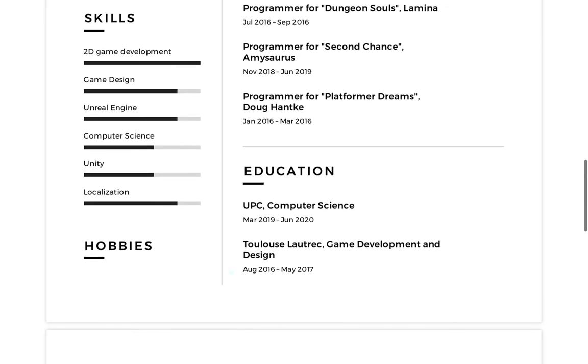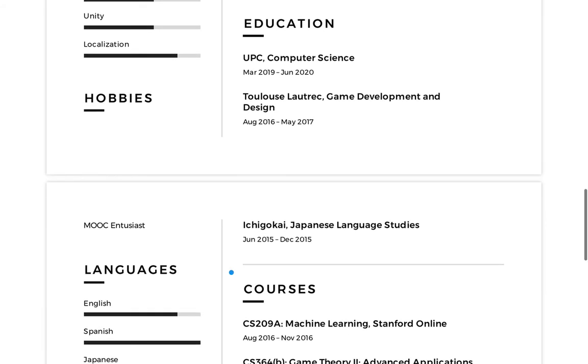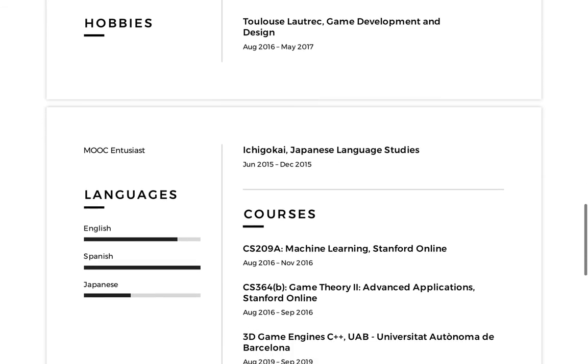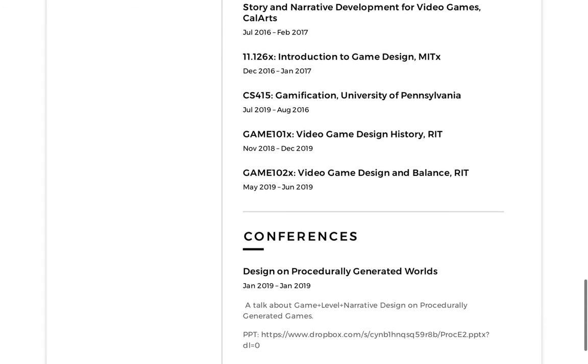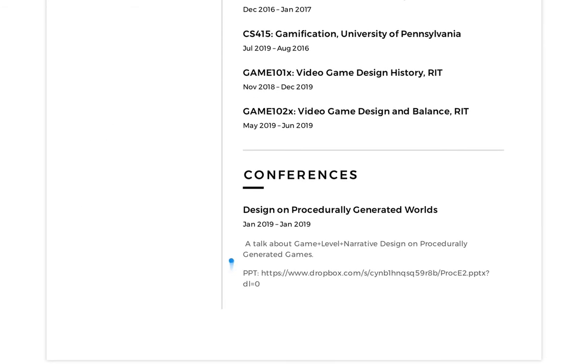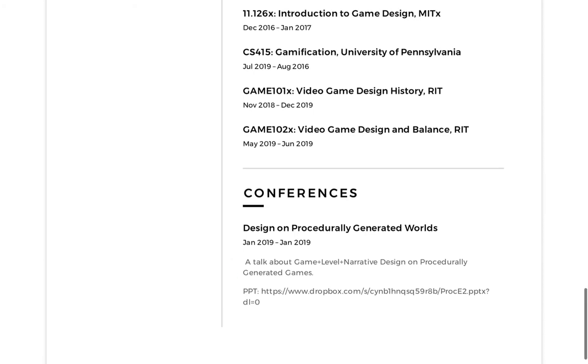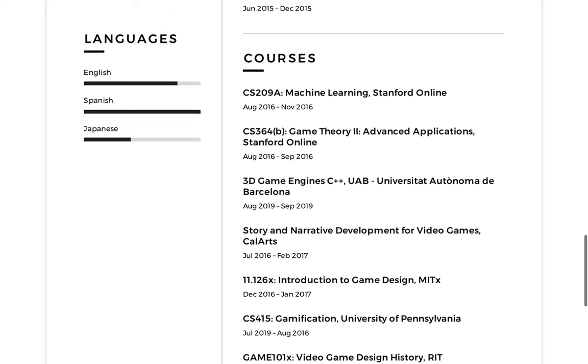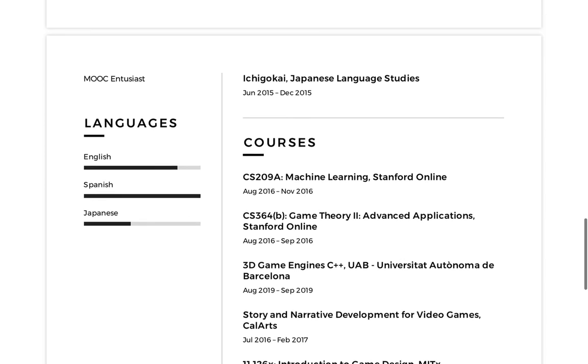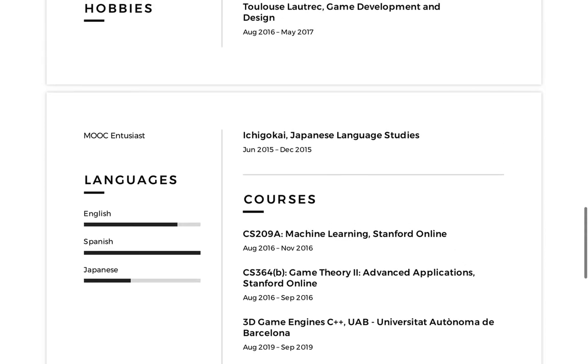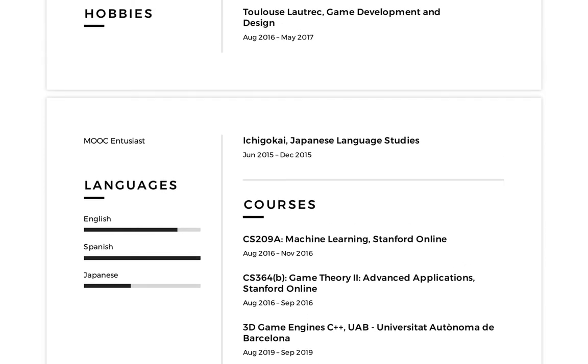Now, the other thing is, even though this person's only got a few years of experience, they're taking up 2 pages of a resume. You can easily get this down onto 1 page, and that'll make it easier for recruiters and hiring managers to skim and to find the important information they're looking for.